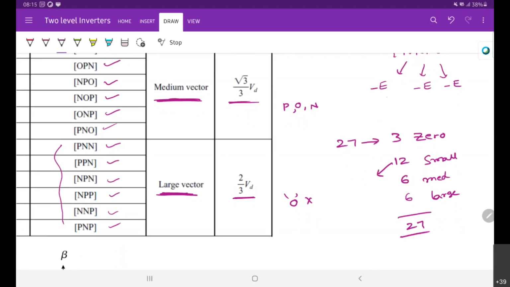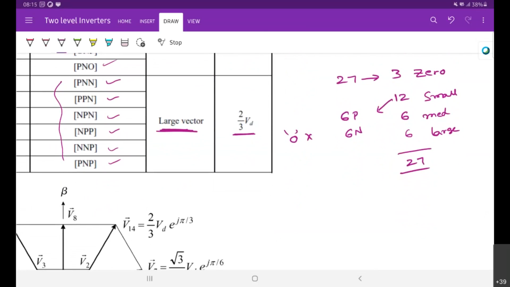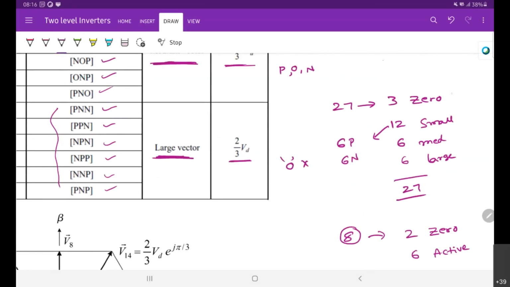Among the 12 small vectors, we have 6 p type and 6 n type. If you compare with two level, in case of two level you have 8 space vectors. Among them 2 are zero vectors and 6 are active vectors, right? Whereas here 3 are zero vectors, and the remaining 24 are active vectors, and these vectors are of different lengths.